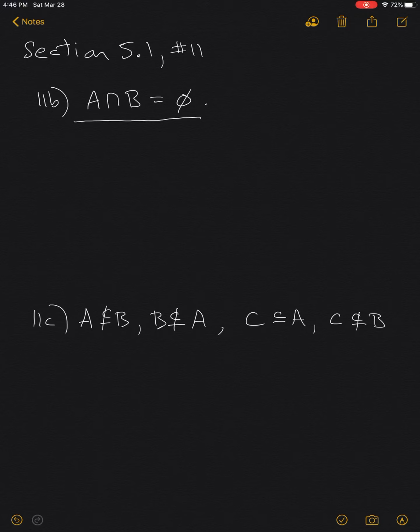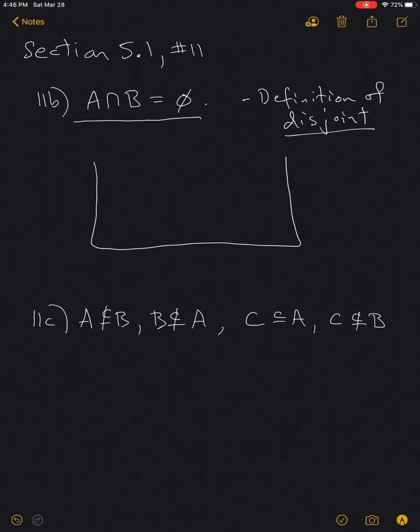And for their intersection to equal the empty set, we know this is just the definition of what it means to be disjoint. So A and B have nothing in common. Their intersection is empty. So in terms of a Venn diagram, if we want to draw our universe, A sits inside of our universe, B sits inside of our universe, but with the condition that it's disjoint from A. So however we draw B, we just have to make sure that it does not intersect the set A.